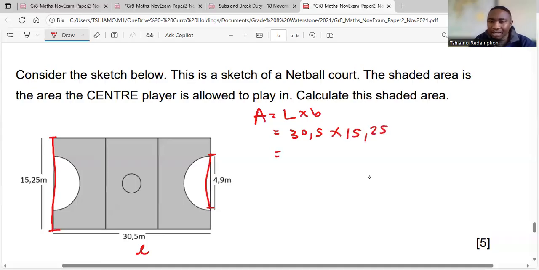So when dealing with this, check carefully which value is given and which part it covers, because someone can just take 4,9 without properly understanding what's happening. 80,5 times 15,25 becomes how much?